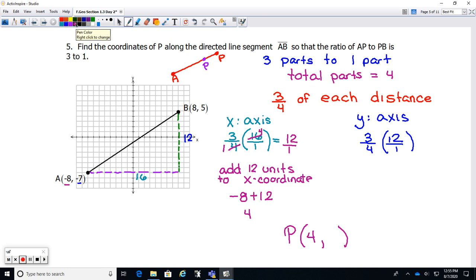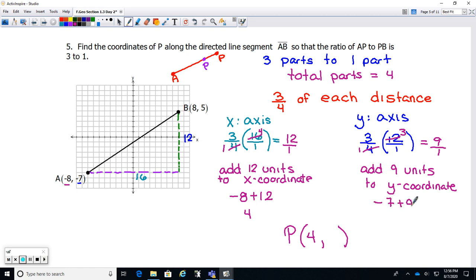So again, I'm going to reduce. 4 goes into 12 3 times. Straight across the top, 3 times 3 is 9. Down the bottom, you got 1. So it's telling me I need to add 9 units to the y coordinate. And again, we started at the coordinate for A. So the y value at A was -7 right here. So I'm going to start with -7 plus the 9 units, and that will give me 2.